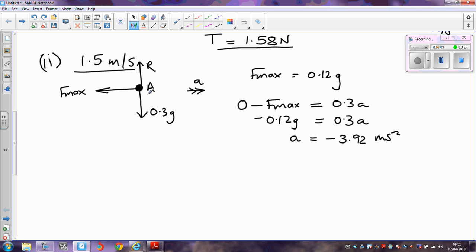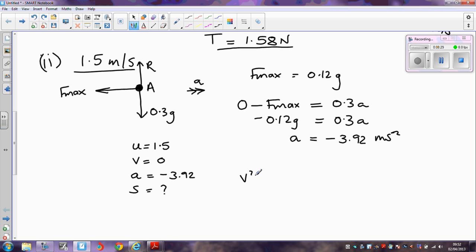In other words, A is decelerating, as you would expect, and it's going to come to rest. And we want to find the distance that it travels before it comes to rest. Well, we're told that when it starts this part of the motion, it's traveling at 1.5 meters per second, so that's when the string breaks. The final velocity is 0 because we're finding the distance until it stops. The acceleration is minus 3.92, and then s is what we're trying to find out.